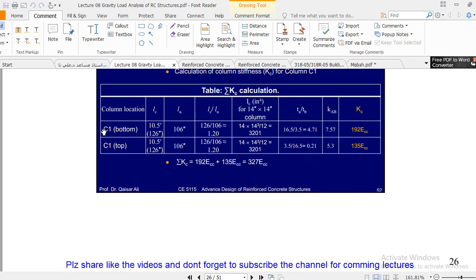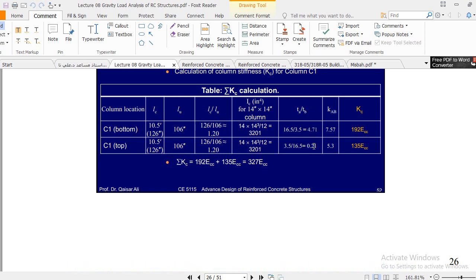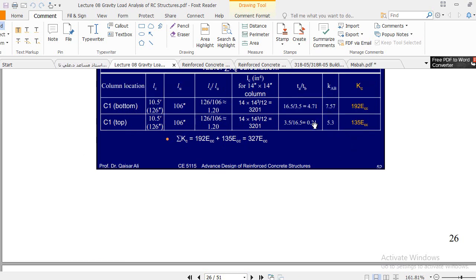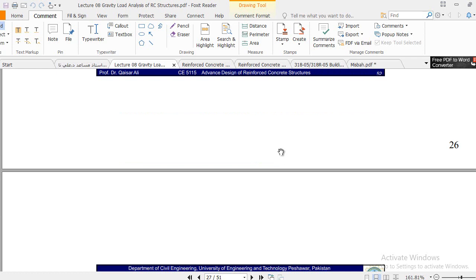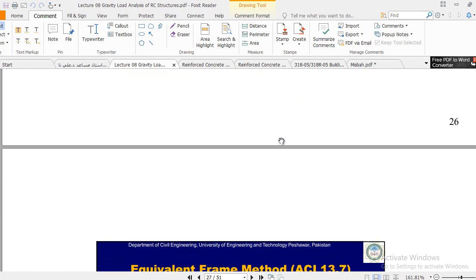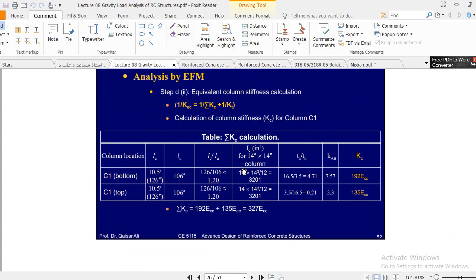So if we come to this lecture, you see C1 for bottom and C1 for top. LC and LU values are the same. TA by TB value is 4.71 for the bottom and this one is for the top. Clear? The KB value is this one, and this is the interpolated value, I already explained. So you see for the C1 column, 192 and 135. Following the same procedure, you find the value for C2, and for C2 it also will remain the same, clear?